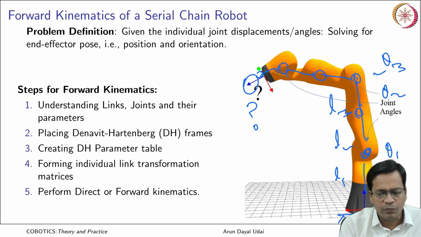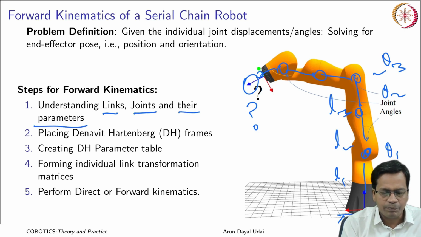The steps for doing forward kinematics are as follows. Number 1, we'll understand the links, the joints and the different parameters that define them. Number 2 would be placing the Denavit-Hartenberg, commonly known as DH frames. We'll learn what that is first, and we'll place them while we do forward kinematics of a few of our examples. Third, we'll create a parameter table, commonly known as the DH table, or Denavit-Hartenberg parameter table.